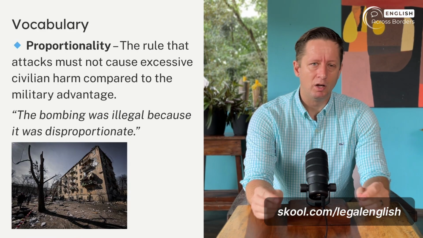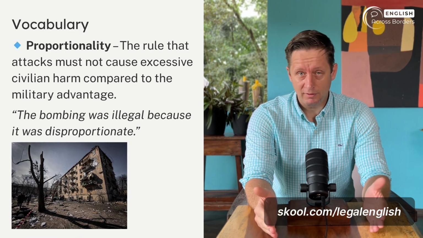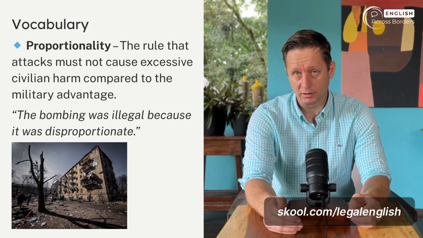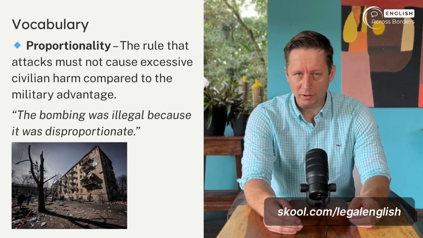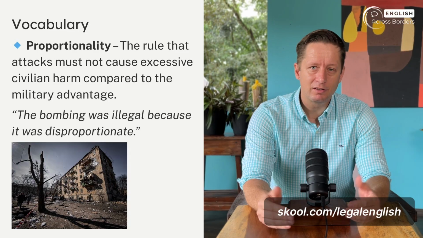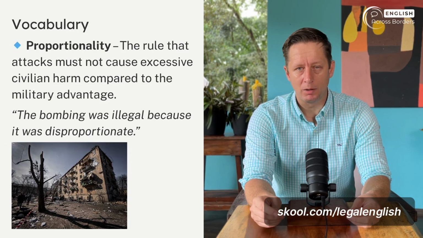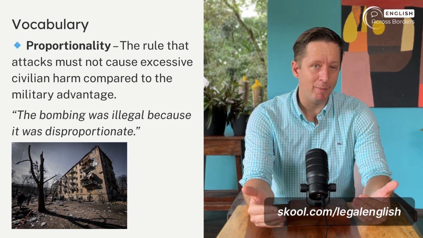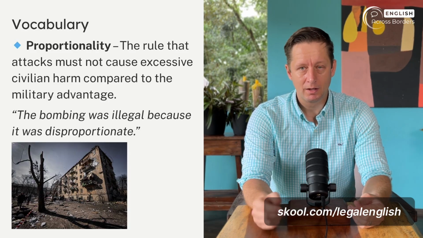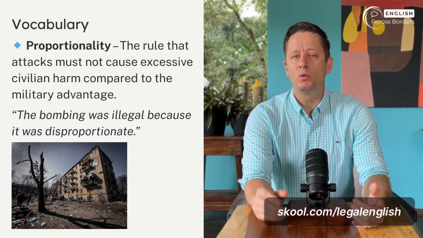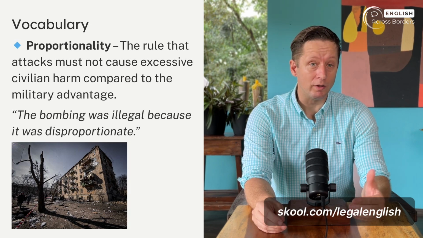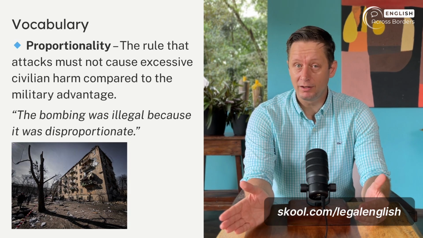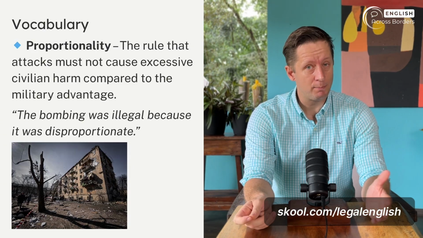The principle of proportionality accepts that in war, civilians may sometimes be harmed unintentionally, but it sets limits. An attack is unlawful if the civilian harm is excessive compared to the concrete military advantage expected. For example, the bombing was illegal because it was disproportionate. Proportionality requires military leaders to weigh costs and benefits.